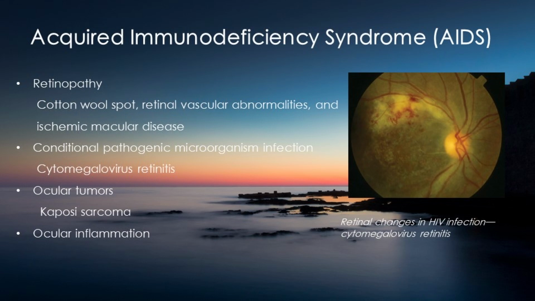Ocular changes in patients with acquired immunodeficiency syndrome can be manifested in the following ways. Retinal changes include cotton wool spots, retinal vascular abnormalities, and ischemic maculopathy. Opportunistic microorganism infection can occur, such as cytomegalovirus retinitis. Ocular tumors can occur, such as Kaposi sarcoma, which is often located in the eyelid, conjunctiva, or lacrimal sac. There are also inflammations of the anterior segment, posterior segment, and ocular appendages.